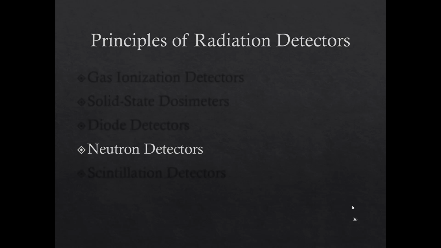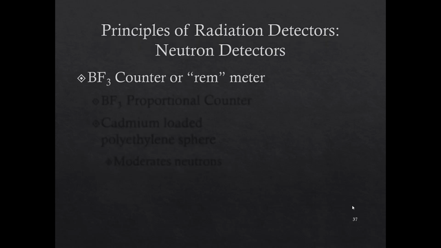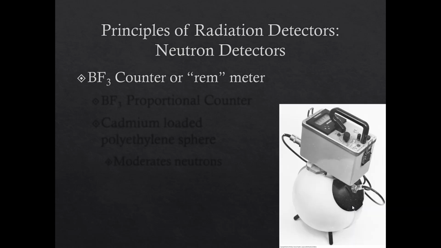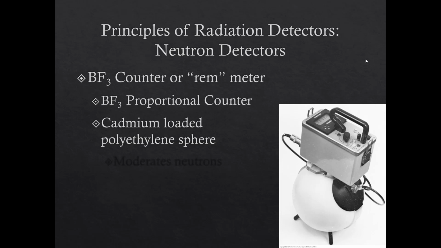Aside from diode detectors, we also have neutron detectors. The one that's most commonly referred to is the BF3 counter or the REM meter, which looks like this. It's basically got this sphere and a nice chamber attached to it. You just set it on the ground. It's actually a proportional counter. It's got a cadmium loaded polyethylene sphere, and it's really good at moderating neutrons.